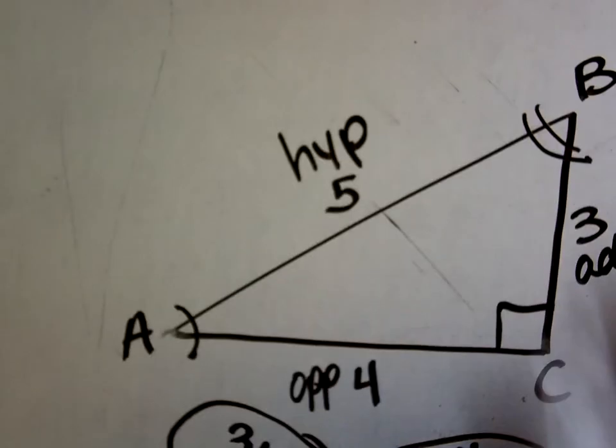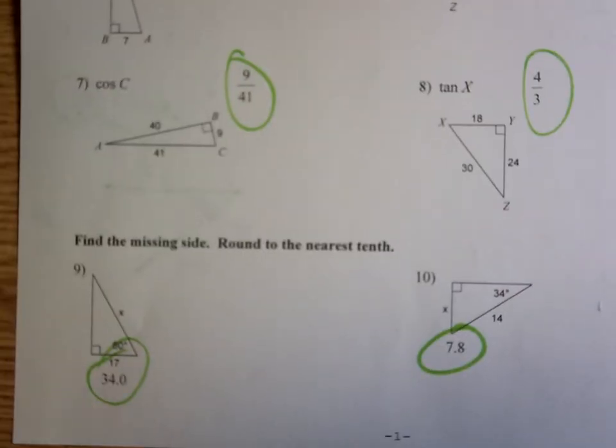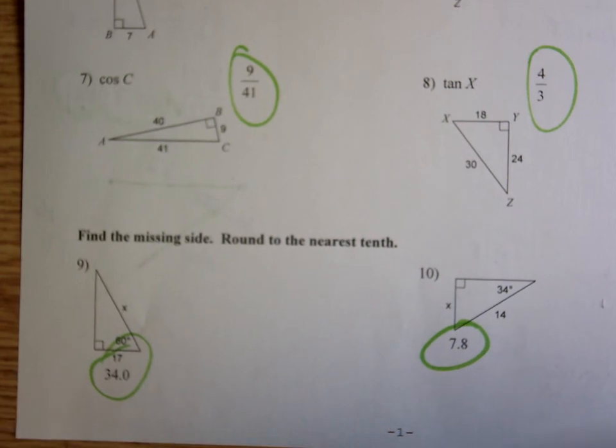Okay, so back to the worksheet. Numbers 9, 10, and beyond, this is finding the missing side length. So for instance, for number 9, let me do it on the one that doesn't have the key.